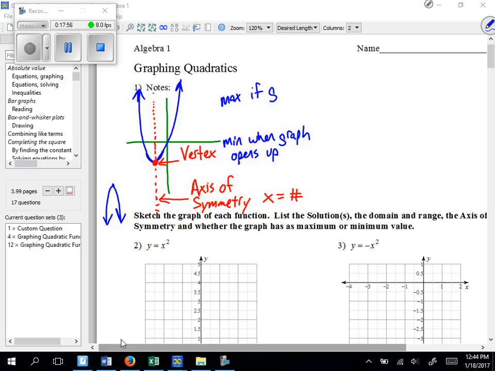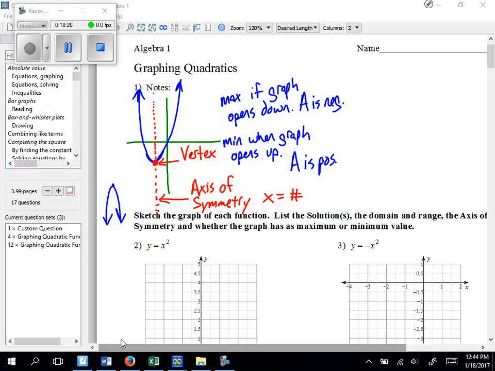If the graph opens down, we know these just by looking at the equations. If it's a maximum, your a value is going to be negative. And if it's a minimum, so your graph's going up, then your a value is positive. Okay?